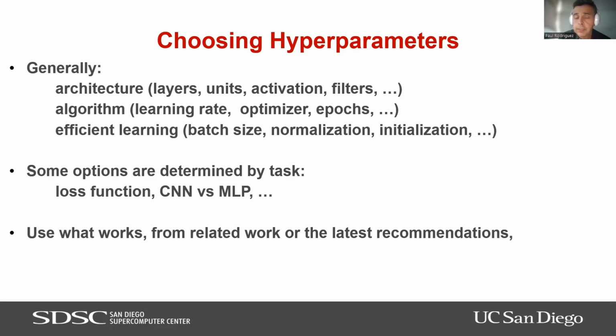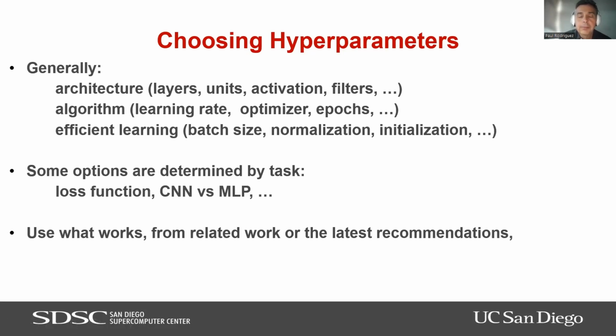We're going to say a little bit more about normalization and initializing parameters. Those can help with efficient learning, but in principle they're not geared towards finding better solutions per se. But if you have more efficient learning, it's going to be easier to find better configurations of parameters. Some of these options depend on your task. So the loss function kind of depends on what your outputs look like. If you're doing image processing versus something else, then you're going to use a convolution network, for example.